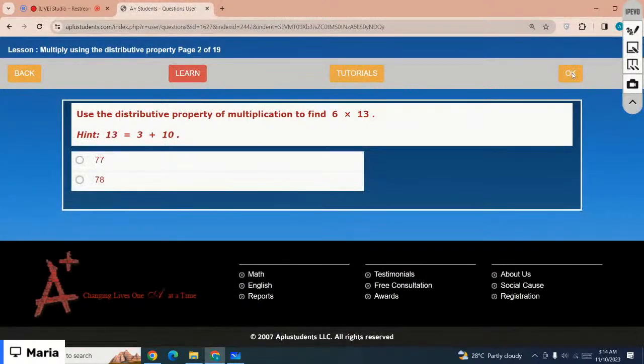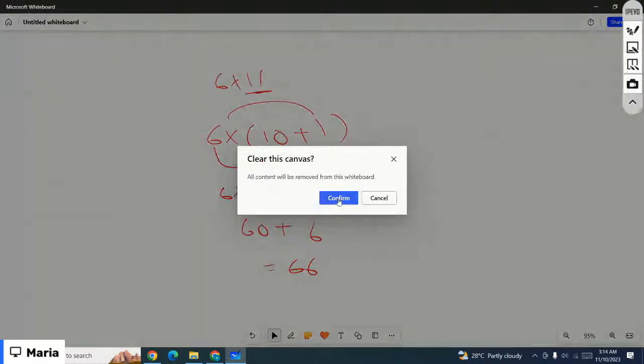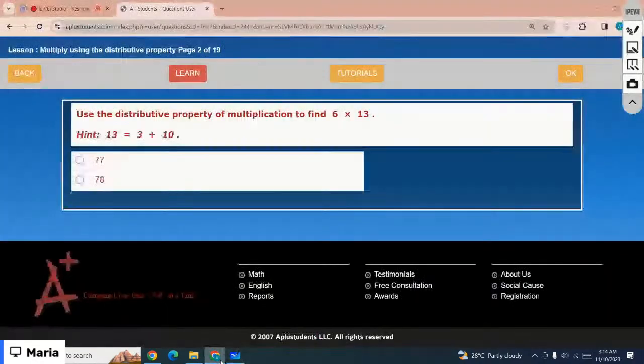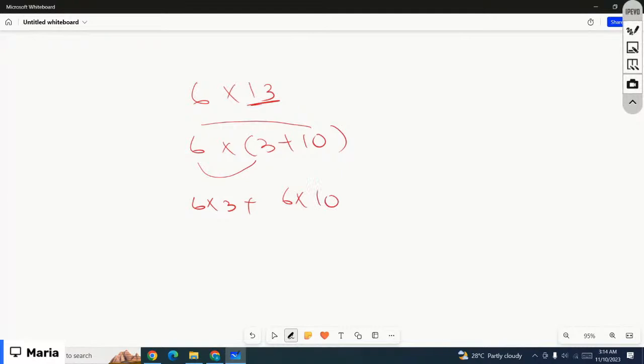Okay, the next one is use the distributive property of multiplication to find 6 times 13, right? You have to evaluate 6 times 13 and you have to write 13 as 3 plus 10, right? So you need to do 6 times 3 and plus 6 times 10. Got it? So 6 times 3 is 18 and 6 times 10 is 60.